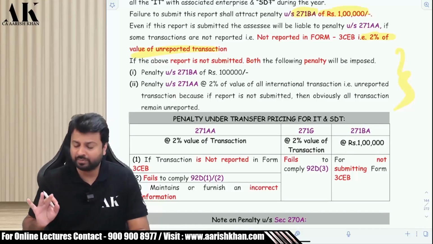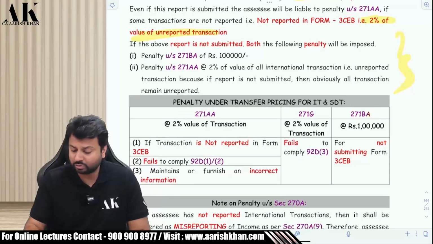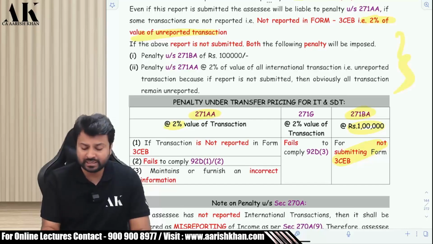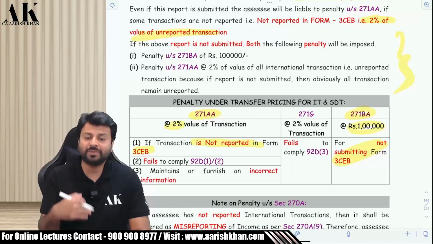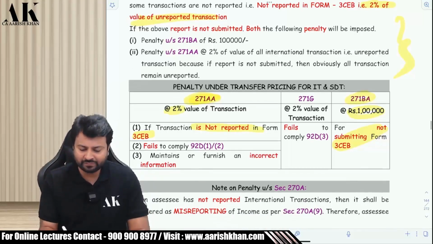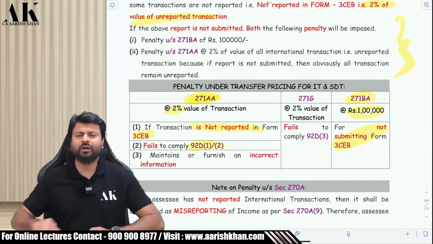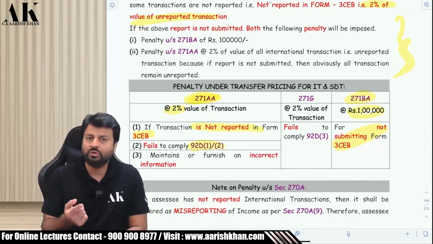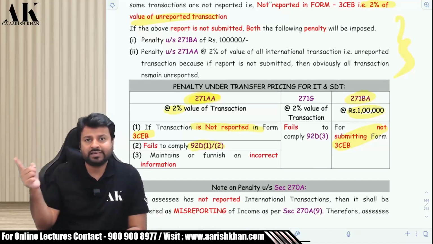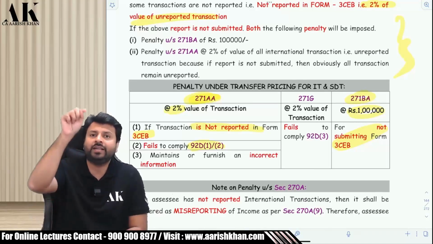This chart is very important. First of all, which I have told you just now, 271BA, 1 lakh rupees for not submitting Form 3CEB. 271AA, 2% of the value of the transaction if you do not report the transaction in Form 3CEB. There are 2 more reasons because of which 271AA can be imposed on you. One is 92D(1) and the other 92D(2). What are 92D(1) and 92D(2)? Let me tell you. If you do not maintain all the documents as per 92D(1), where your transaction value is more than 1 crore, and still you are not maintaining all the documents.